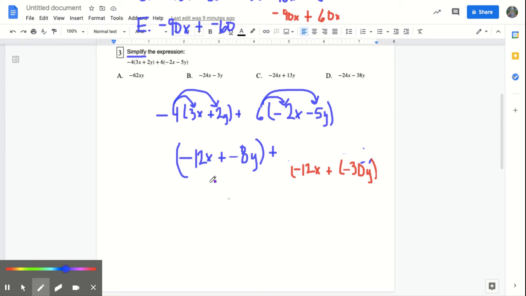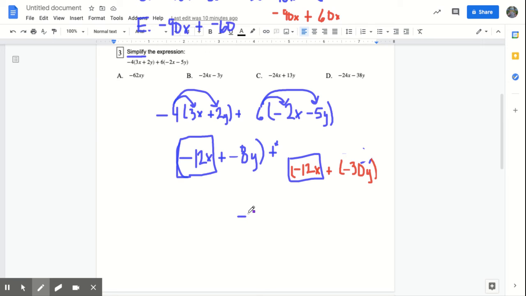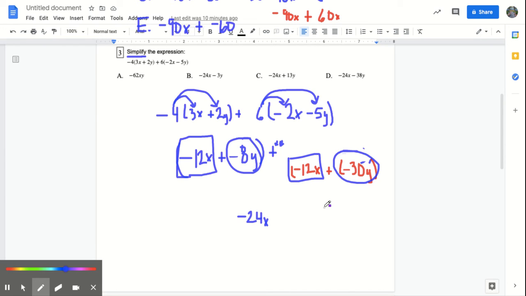So I'm looking at this negative 12x added to negative 12x. That would be negative 24x. And then I have negative 8y added to negative 30y. All right, so when I add those together, I get negative 38y.